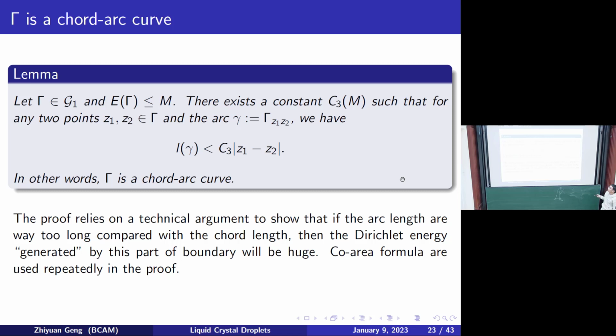And further, we can prove that gamma is actually a chord-arc curve. By chord-arc curve, it means that the length of the curve between any 2 points on this curve is controlled by a constant times the distance of these 2 points. And this constant also depends on this energy. The proof of the chord-arc property is very similar to the previous lemma of the 3-point property. That is, if the arc length is very large compared to the distance of these 2 points, then this curve will have to have lots of fluctuations going up and down, and these fluctuations will generate large Dirichlet energy.